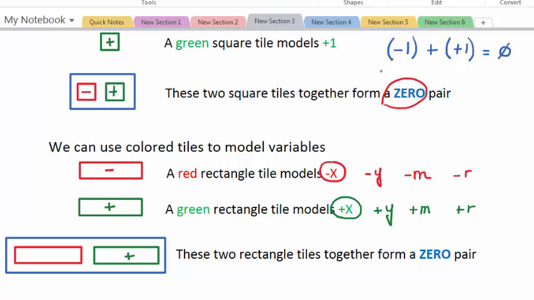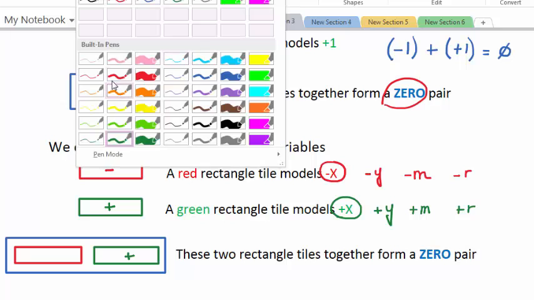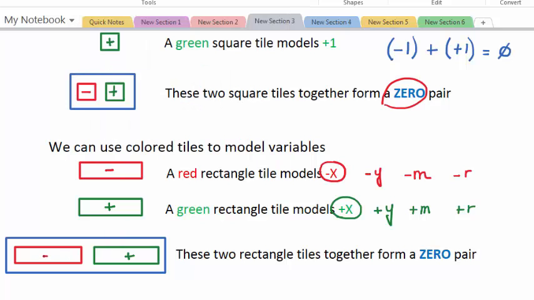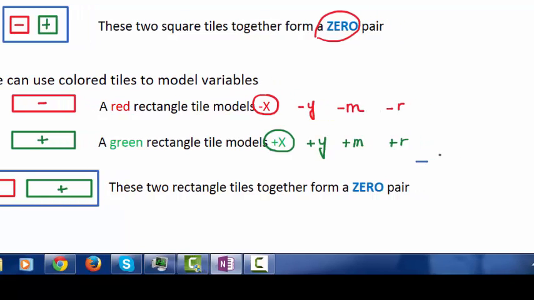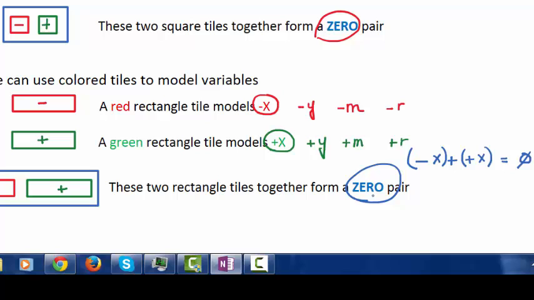Together it's going to give me again a zero pair. So if I add a negative rectangle to a positive rectangle, what I'm doing is negative x plus positive x. I have a negative x plus a positive x. Right away it gives me a zero pair. Someone will ask me why we need the zero pair. We will see right away how we can use the zero pair to solve the equation.